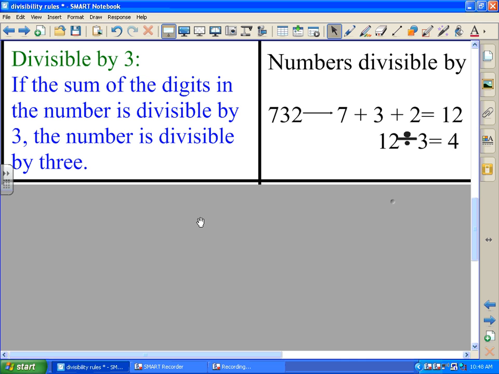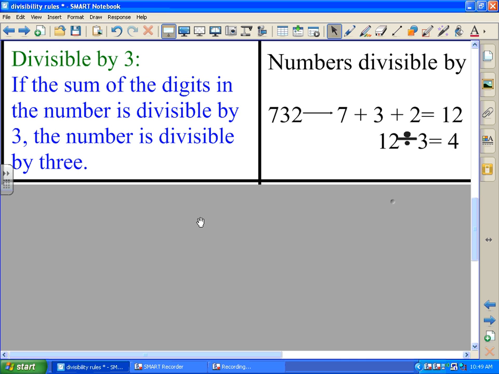When you're talking about the rule for 3, you have to add the number's digits and then see if you get a 3, a 6, or a 9. If it is a 3 or 6 or 9, it is divisible by 3. If it's not a 3 or 6 or 9, it is not divisible by 3. It's very simple.